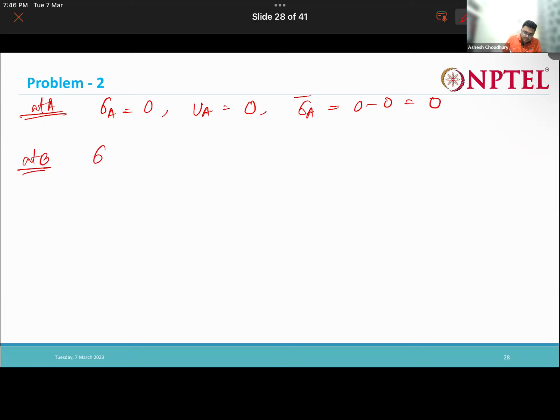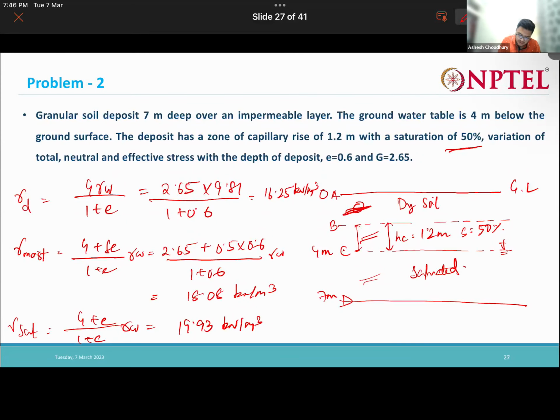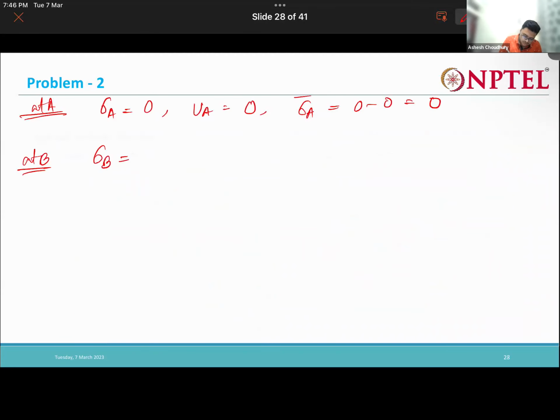Then at B, please tell me what is the total stress at this point. Height into dry unit weight. So what is the height? 4 minus 1.2, meaning 2.8. So 2.8 into the dry unit weight, which was 16.25. So what is the pore water pressure?